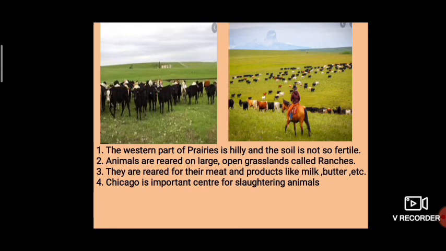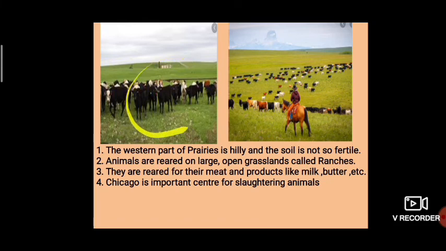Next is the western part of the prairies. We studied about the fertile area of prairies, right? Because of Mississippi and Missouri, the soil is fertile. But there is a hilly part also. The western part of prairies is hilly, and where the part is hilly, the soil is not very fertile. In these images it is clearly shown that the soil is not so fertile.